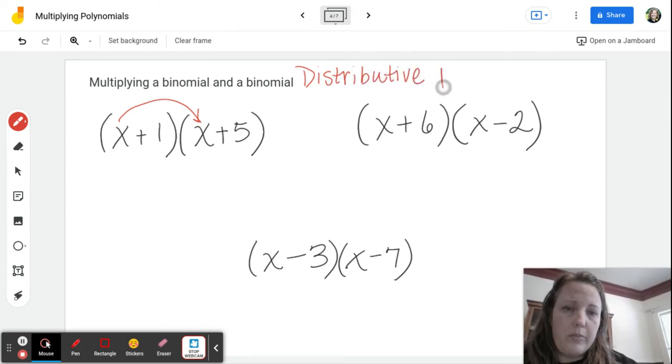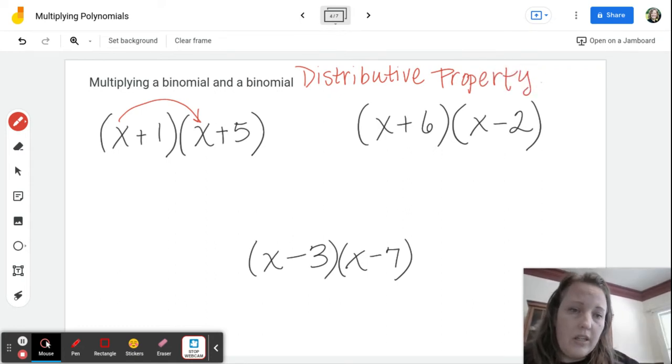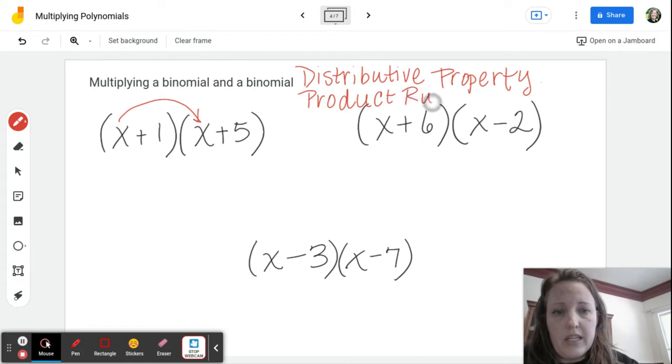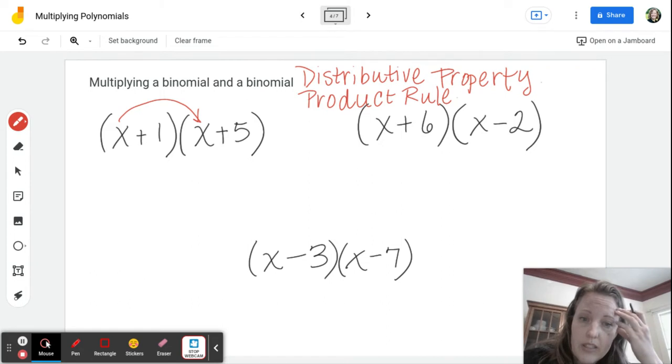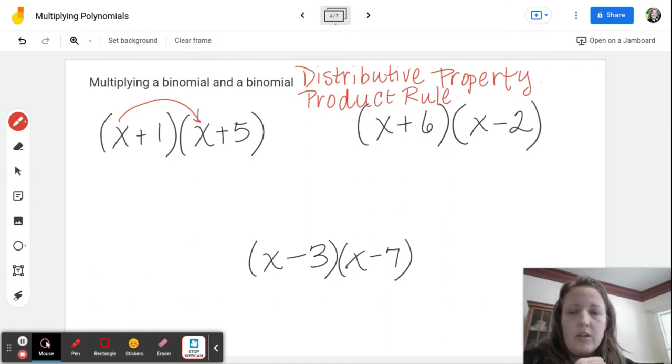Okay, distributive property. And we're also going to be using that product rule. Okay, so that product rule and the distributive property, they apply to all of these. So it's really not like use this trick for this one, and for these, use this trick. You might hear some teachers, when they're teaching this, use a word called FOIL. And I'll explain why they're using that, but I want you to understand that we're talking about the distributive property and the product rule.